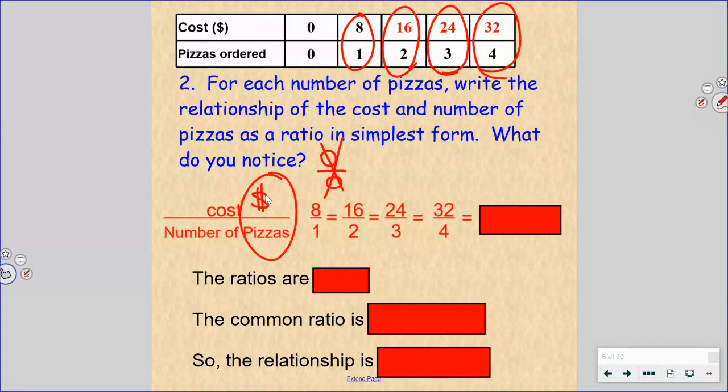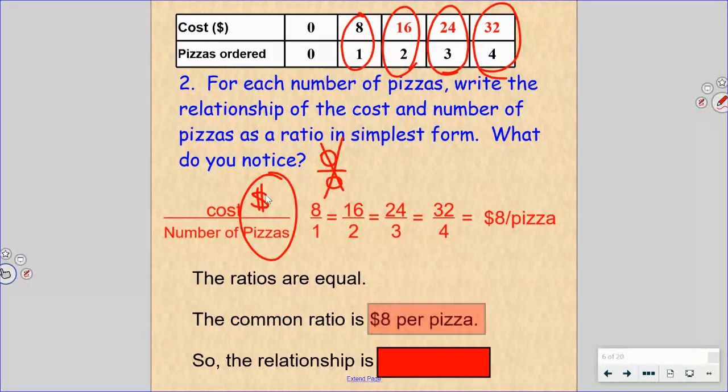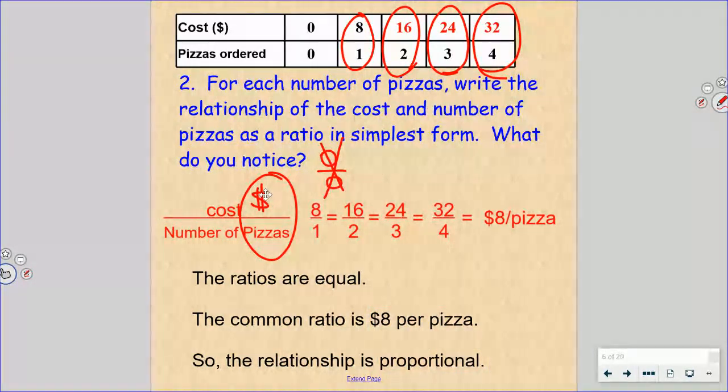Now, what's 8 divided by 1? What's 16 divided by 2? What's the quotient of 24 and 3 and 32 and 4? You guessed it. It is always $8 per pizza. Notice here that the ratios are always equivalent. Therefore, with a common ratio of $8 per pizza, that proves that the relationship is proportional. Pause if you need to. Come on back when you're ready.